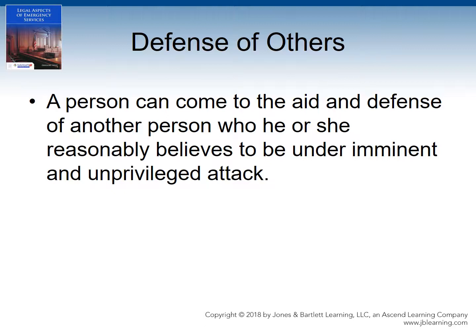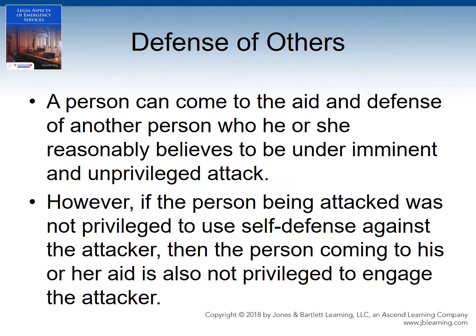Notice, however, that both self-defense and defense of others included the term unprivileged attack. This means that there must not be some type of legal basis or permission for the attack for the intentional tort defenses of self-defense or defense of others to apply.